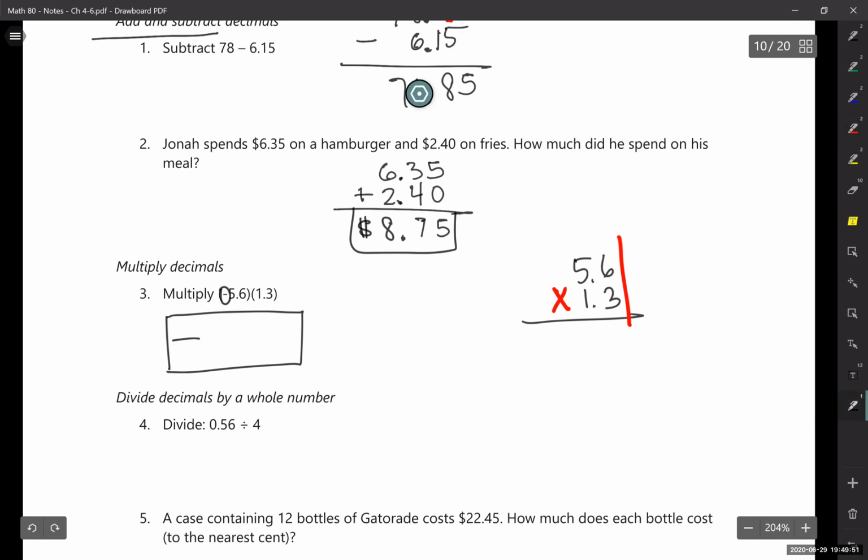So I'm going to multiply this like I would before, and I'm not even going to worry about the decimal till the very end. So I do 3 times 6, carry the 1. 3 times 5 is 15, and 1 more is 16. And now I'm looking at that 1 in the tens place. Oh, well, technically it's a 1, but I'm ignoring the decimals right now. So I put a space holder, 1 times 6, 1 times 5, and I add those together.